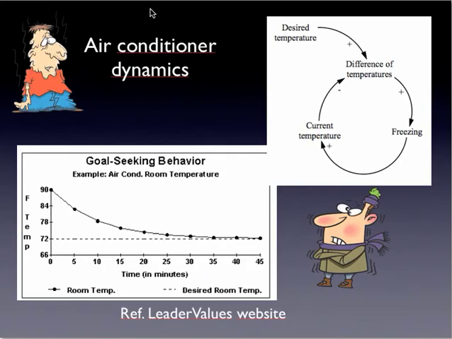Room temperature dynamics is a similar example. Imagine it's a very hot day and you want to bring the temperature to 72 degrees. You have a desired temperature and the current temperature. The difference of temperature is desired minus the current temperature, and the air conditioner will cool the environment, and as time passes, the temperature goes down until it reaches the desired temperature.